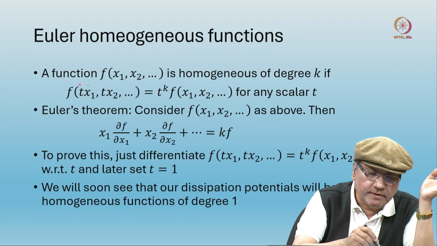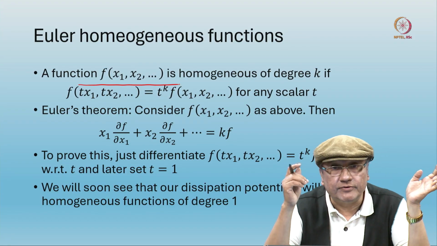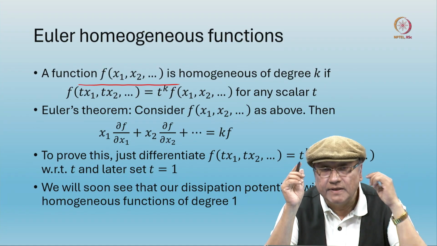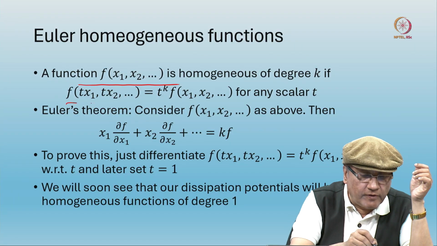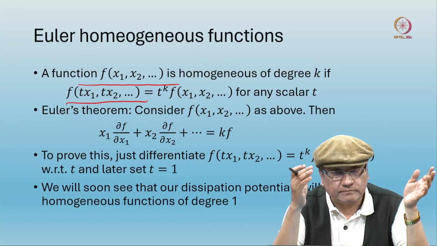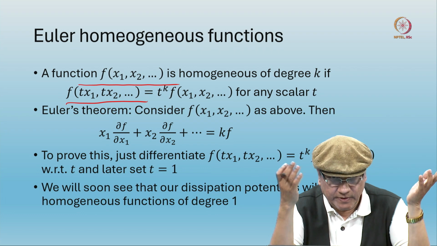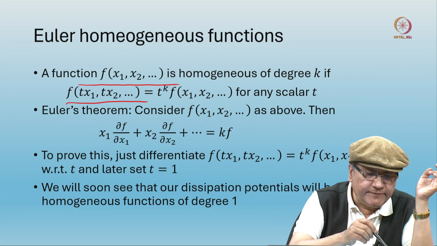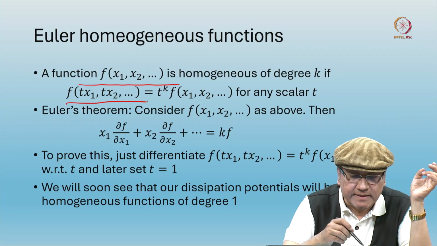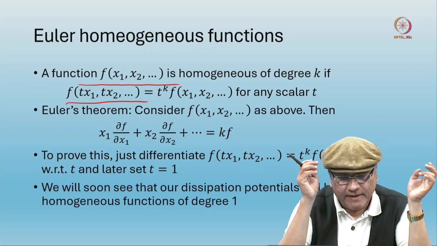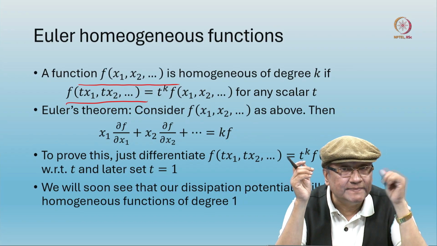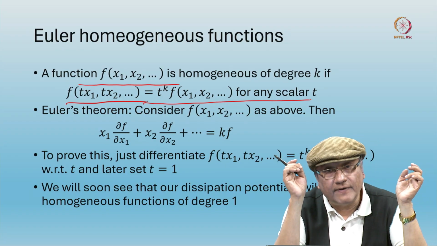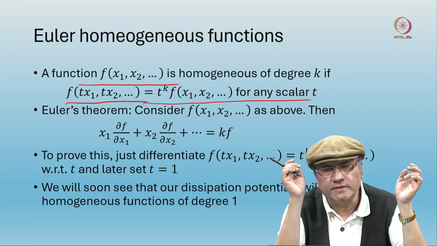A function f of x1, x2, etc. is called homogeneous of degree k if, for t a scalar multiplier, not time, any positive scalar, f of t x1, t x2, etc. is equal to t to the power k times f of x1, x2, etc. If this is true, then we say that the function f is Euler homogeneous of degree k.